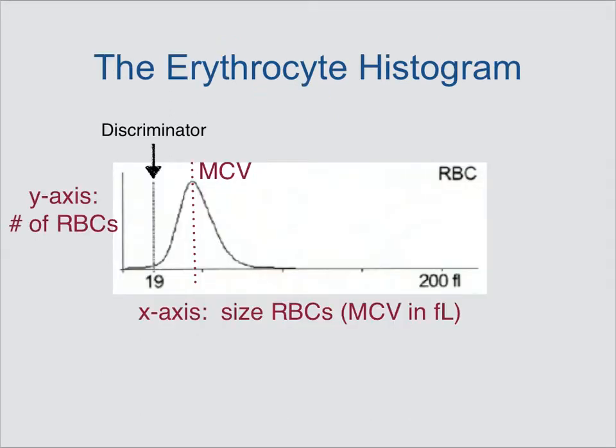The mean cell volume is visually depicted on the erythrocyte histogram, and this is how histograms are set up. Across the x-axis is size, in this case red blood cell volume measured in femtoliters. It goes from smallest on the left to the largest on the right. On the y-axis is the number of those cells. And you'll see here that there is this black vertical line dropped on the left side of the curve, and it's called the discriminator.